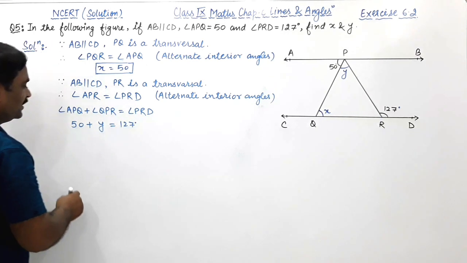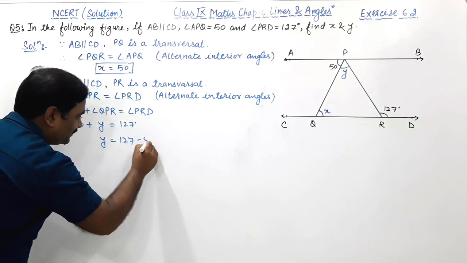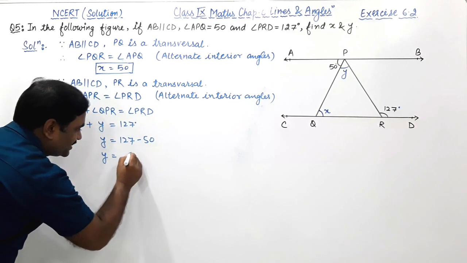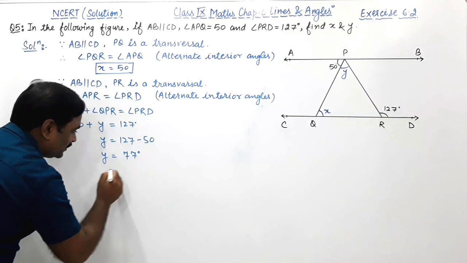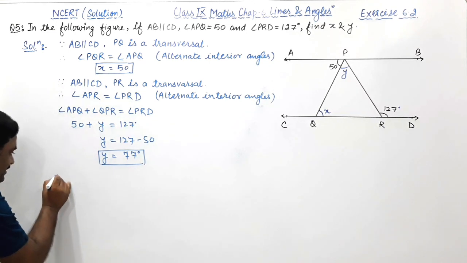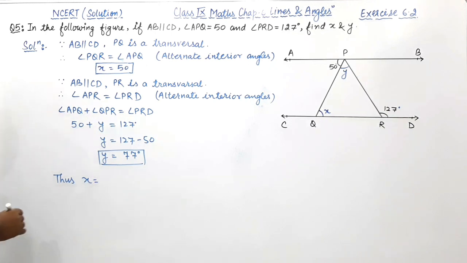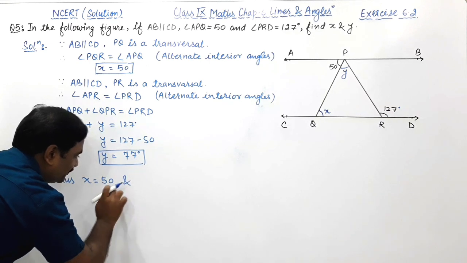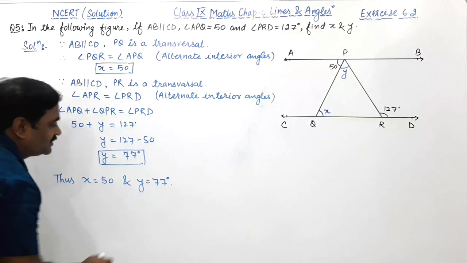Right? Okay. Now the value of y is equal to 127 minus 50 degrees. Therefore, subtracting: 7 minus 0 is 7, 12 minus 5 is 7. So the value of y is 77 degrees. Thus our answer is x equals 50 degrees and y equals 77 degrees.